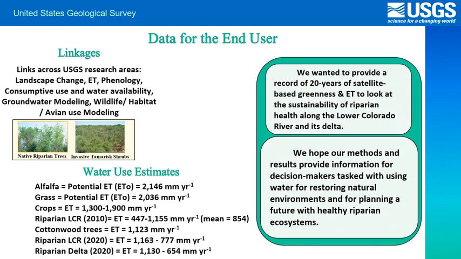Between the delta and the bit of the lower Colorado River below Hoover, we see that this range in ET started out in the year 2000 at about 1,160 millimeters, and it's down to 777 millimeters over a 20-year period. And in the delta, it dropped from 1130 to 654 over that 20-year time period.